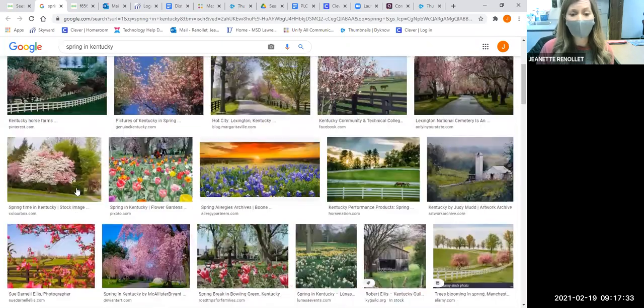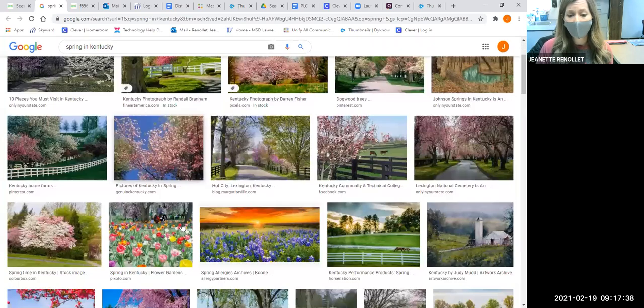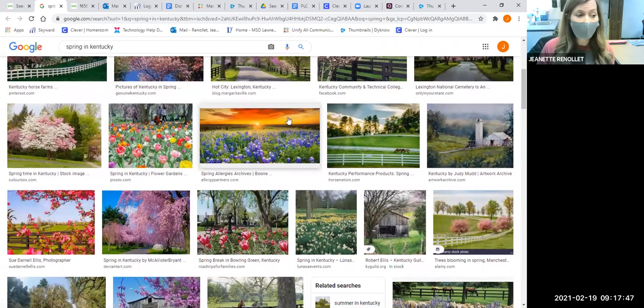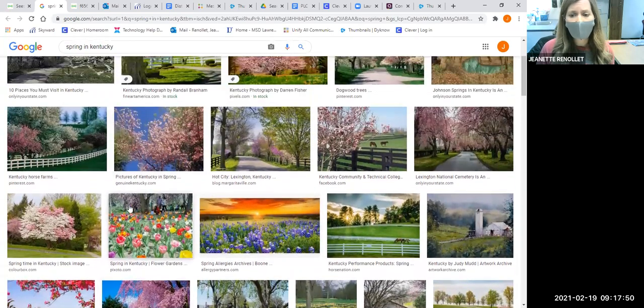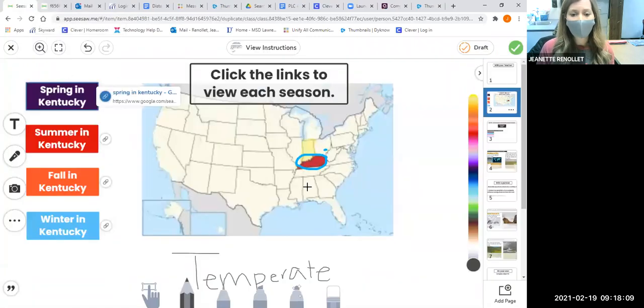I notice lots of green. I notice lots of trees. I notice images of flowers that are blooming. I notice pictures with the sun shining. I also notice that there are some clouds in the sky. Kentucky is an example of a place in a temperate region. And we know that temperate regions can have 4 seasons. One of them is spring. I'm going to close the tab and go back to our Seesaw page 2.